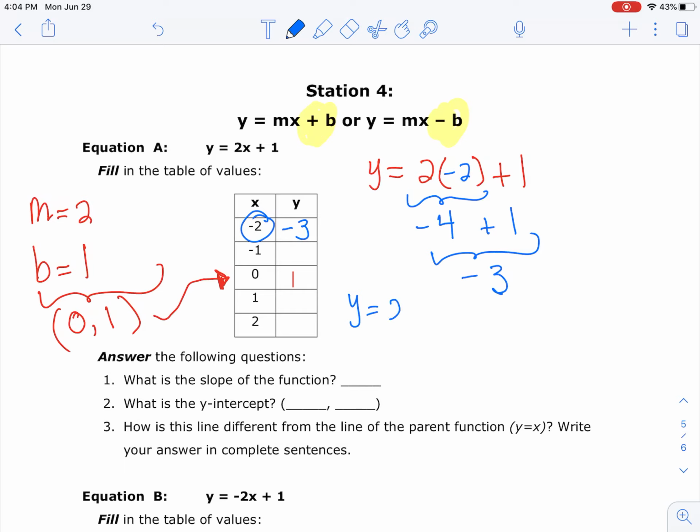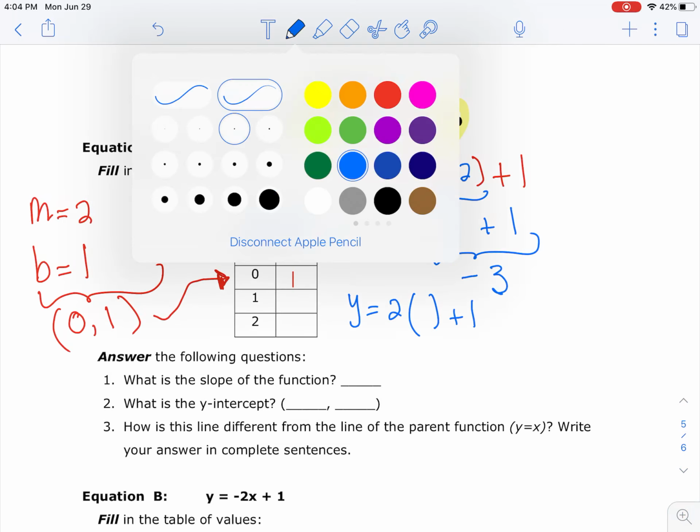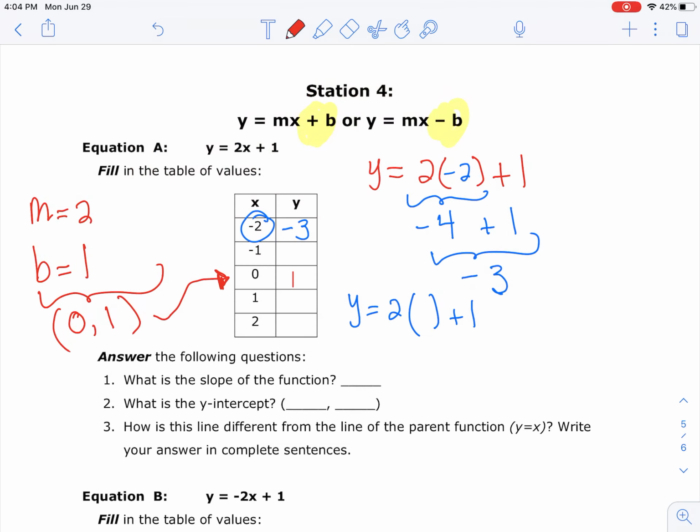Y equals 2 times x plus 1. So in this case, I'm going to let x equal a negative 1. So 2 times a negative 1 is a negative 2 plus 1, which gives me a negative 1. So to prove that our y-intercept is at 1, we're just going to look at this.